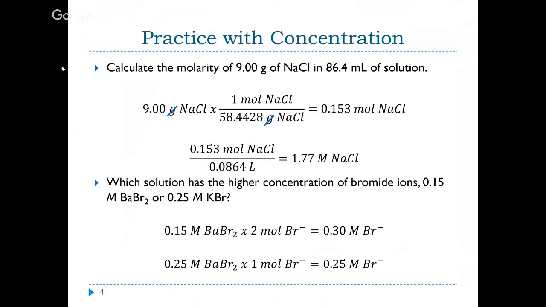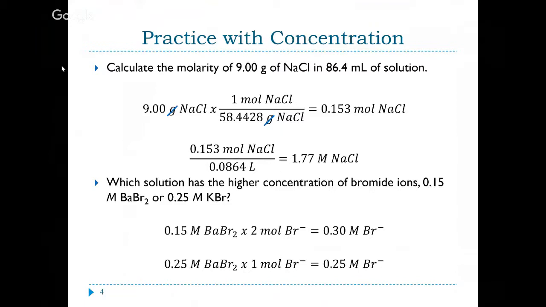Calculate the molarity when we know the mass. We know the mass and we know the volume of solution. So what happens when we add 9.00 grams of sodium chloride to 86.4 milliliters of water? Molarity, once again, is moles per liter. So we need to find the moles of sodium chloride. We find the molar mass and divide by the molar mass. So 9.00 grams divided by 58.4428 grams per mole. That cancels out, and we find 0.153 moles.